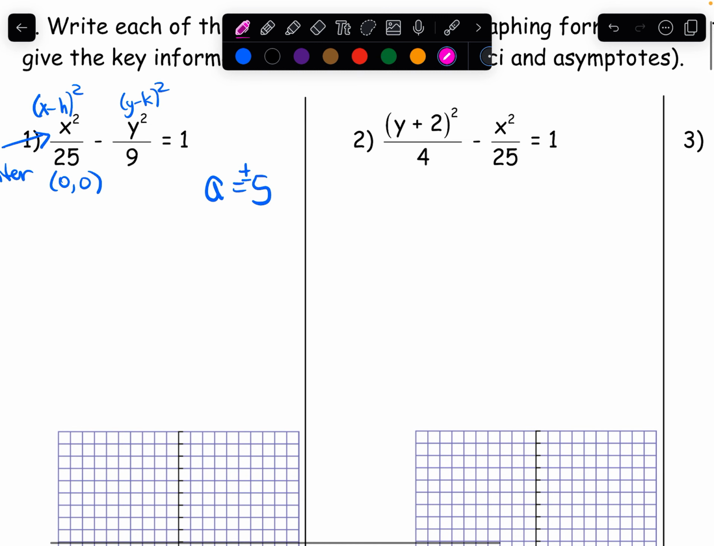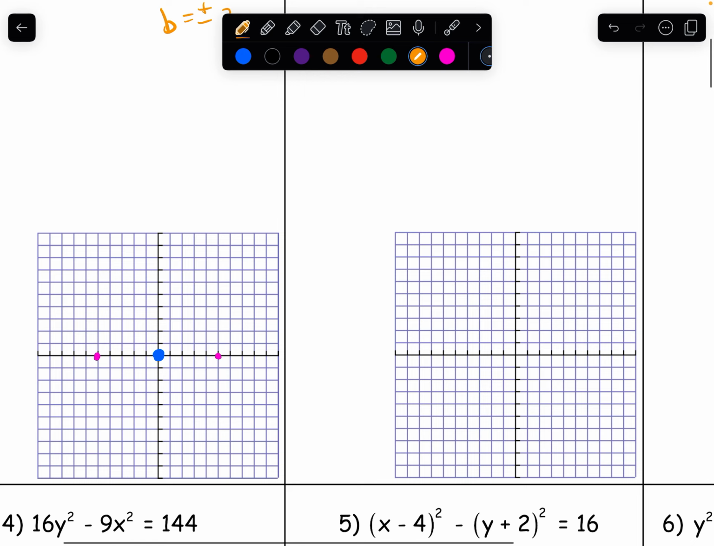So I'm going to come up here and I'm actually going to color code it for you. So the a value is plus or minus 5. The b value, this part that's going up and down, is the square root of 9, which is 3. So from the center, we're going to go up 3, and we're going to go down 3. Okay?